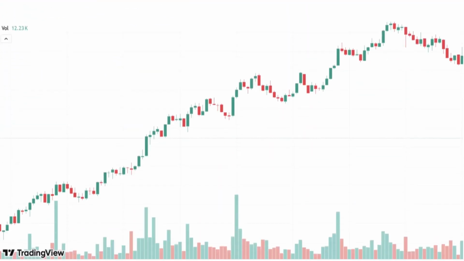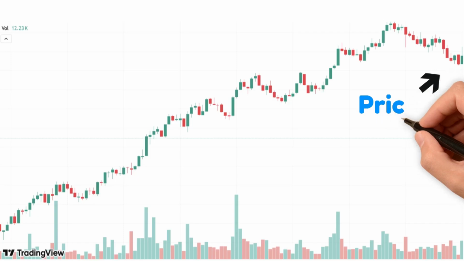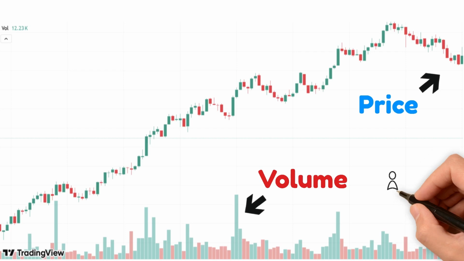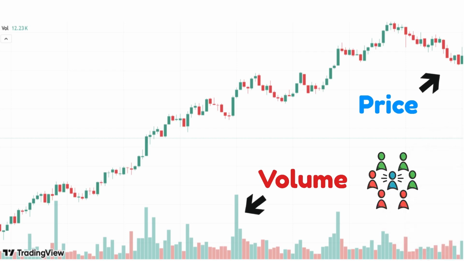Everything starts with price. That's what you see moving up and down on the chart. Then there's volume, which tells you how many shares are being traded. Volume basically tells you how much energy is behind a move.